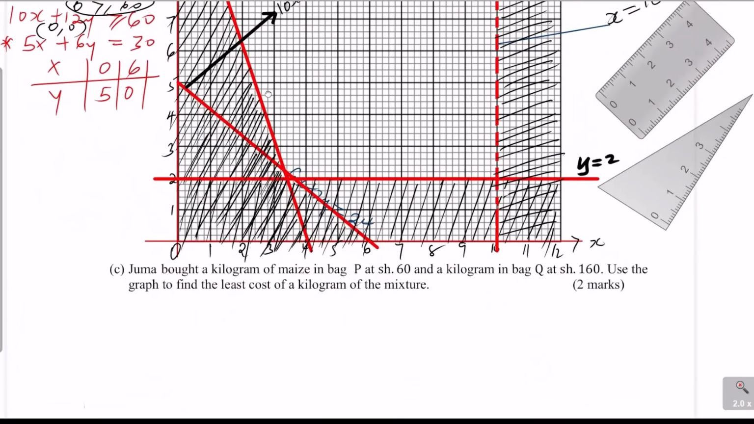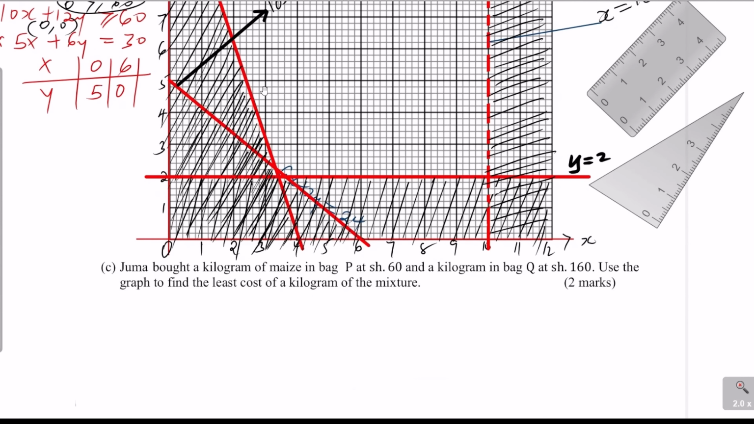The other question is part C. Juma bought a kilogram of maize in bag P at 60 shillings a kilogram, and in bag Q at 160 shillings. Use the graph to find the least cost of a kilogram of mixture. That is optimization. For us to find the least cost, that is the minimum cost, we are going to use the cost that is given here of a kilogram of maize in bag P.